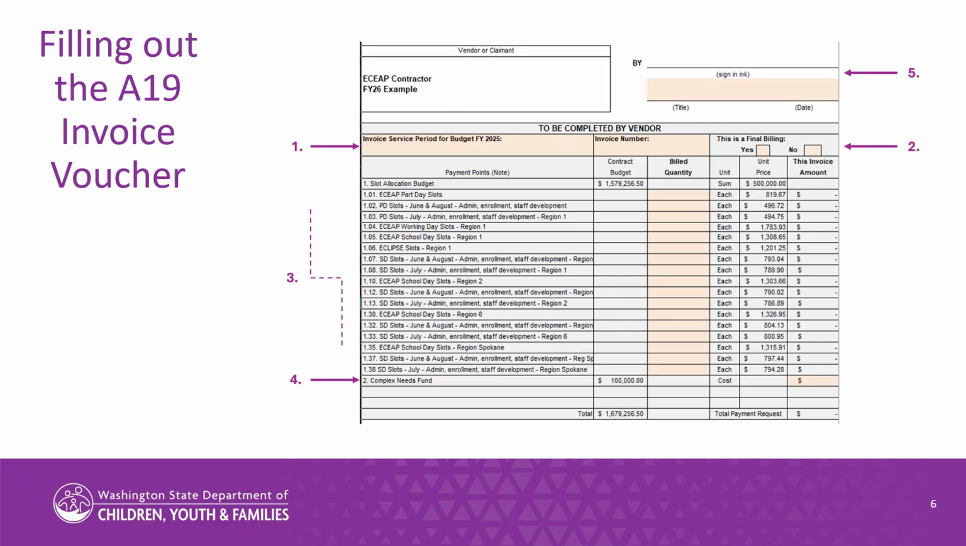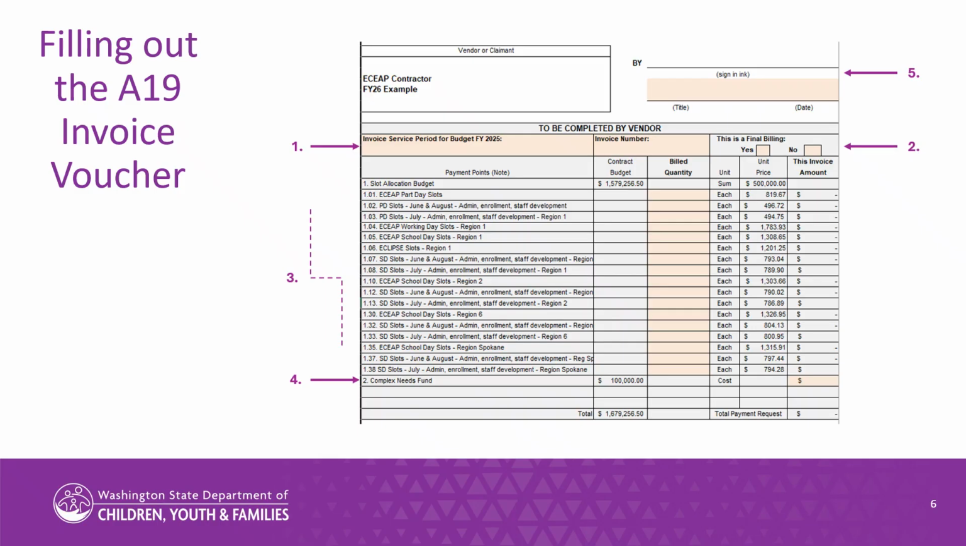Working day slots will be labeled ECAP working day slots region number. Part day slots have an administrative rate and will be labeled similarly to the school day slots, but identified as part day slots.